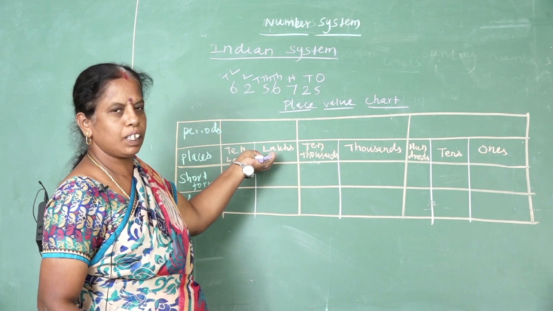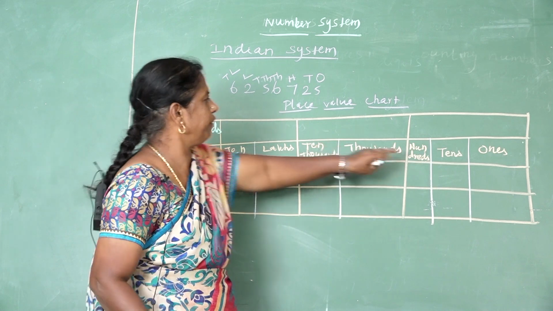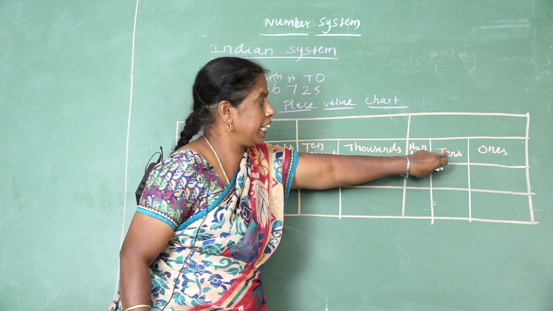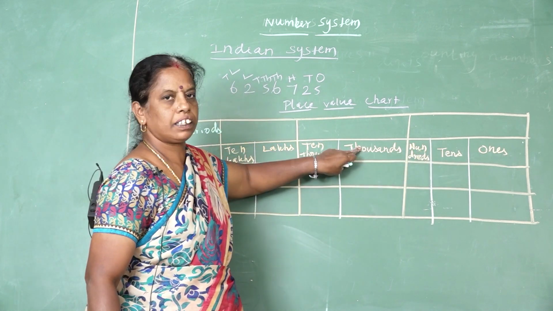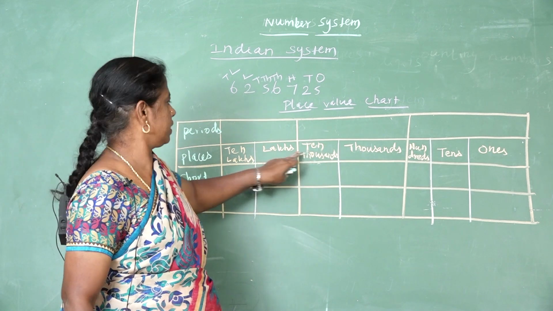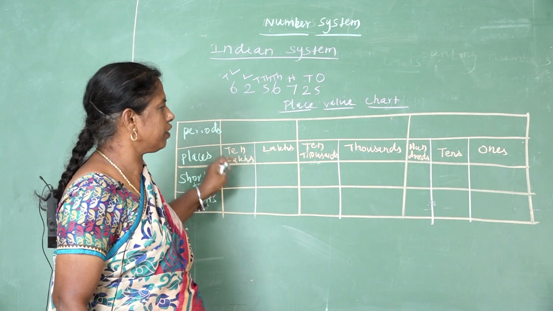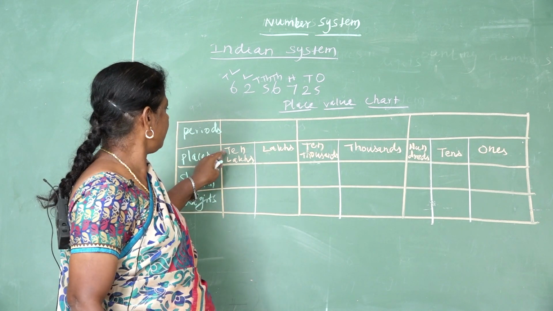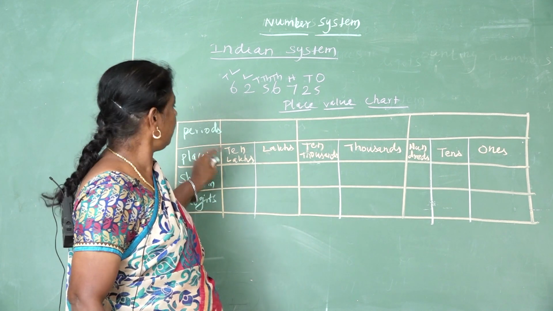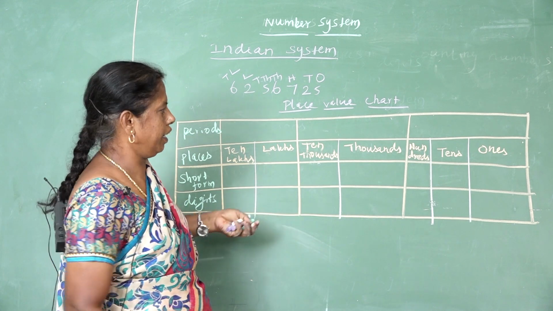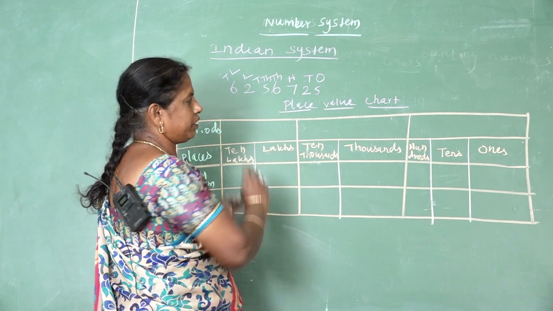Now listen, see the board. So here I write the places. Ones, tens, hundreds, thousands, 10,000s, lakhs, 10 lakhs. So, in our 4th standard level, we have to read about up to 10 lakhs. Okay. Now, so I write the place value.